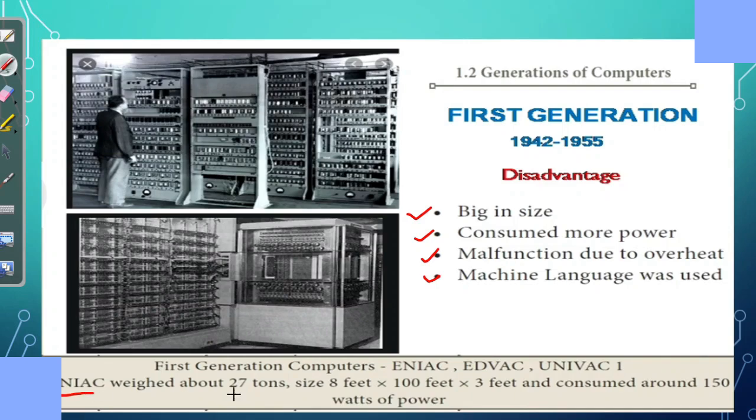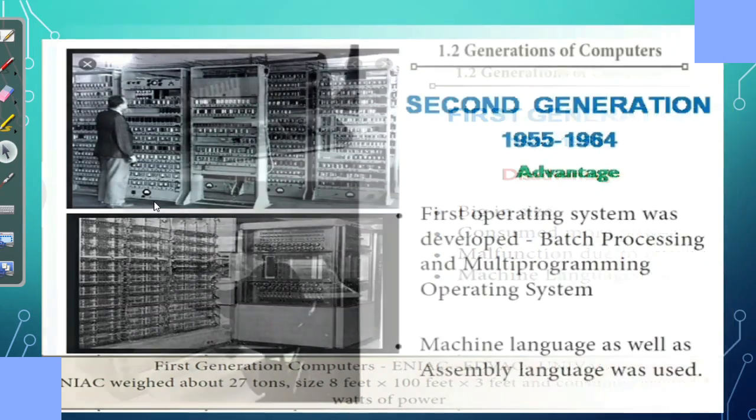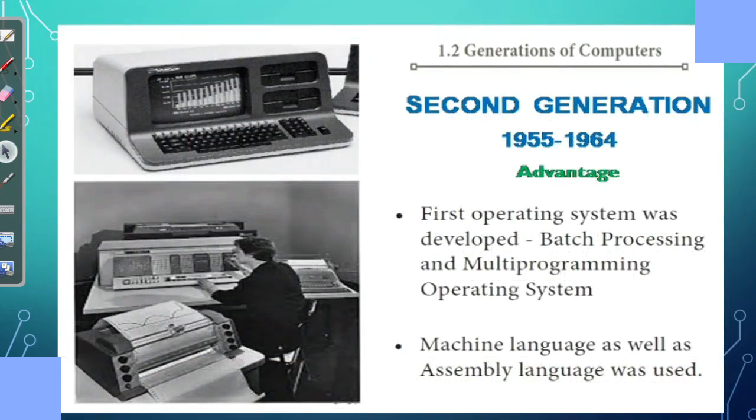ENIAC weighed about 27 tons, measured 18 feet by 100 feet by 3 feet, and consumed around 150 watts of power. Okay, so it is very large in size and weight also very large. Next we saw the second generation, 1955 to 64. Here the first OS was developed, with batch processing as well as multi-programming OS. It also supported assembly language.